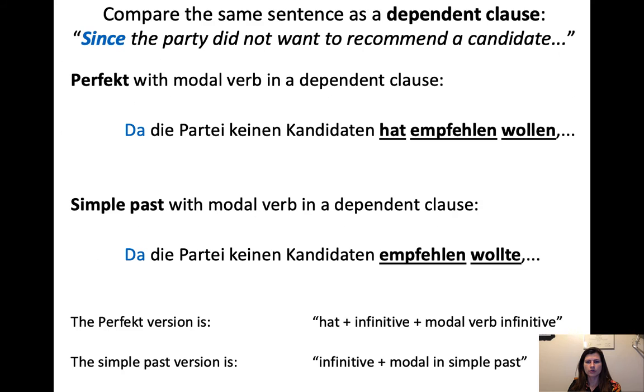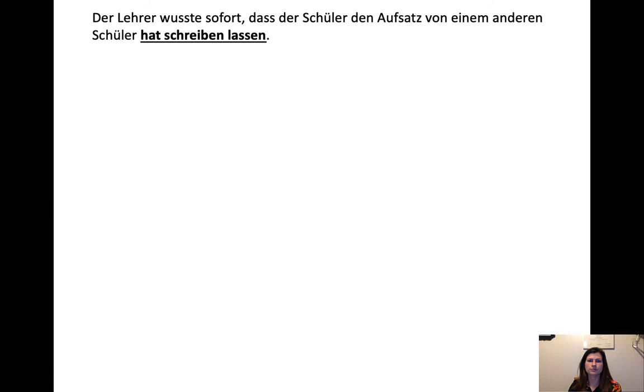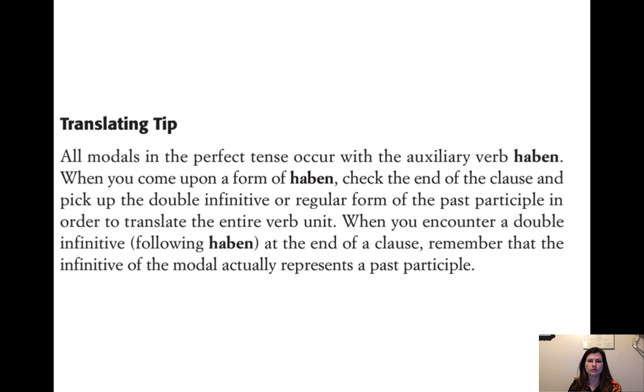So normally you would have your version of hat plus a past participle to make the perfect. But here we don't have a past participle, we just got two infinitives. And so these two sort of replace the participle that would have been there. So they actually represent a past participle.